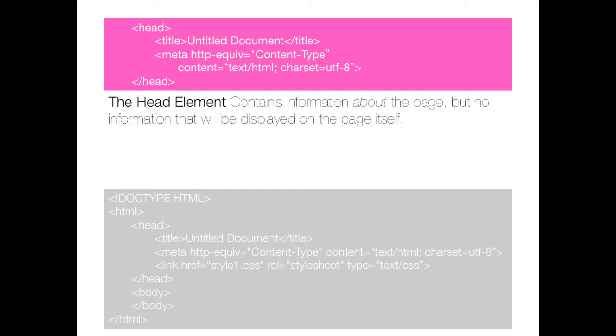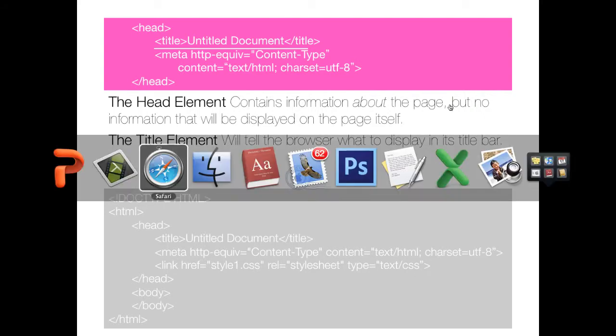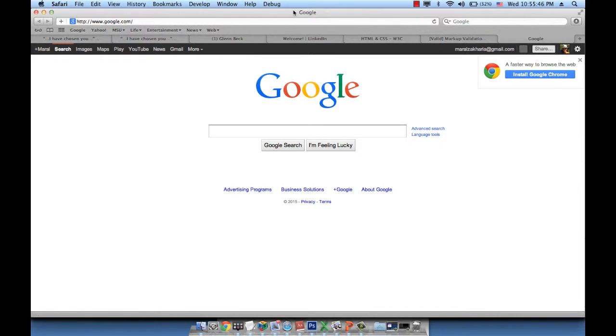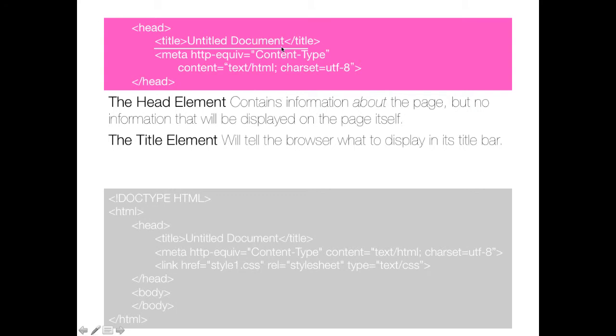So, again, about the head element, it contains information about the page, as we just said, but no information will be displayed on the page itself. The title element, which resides inside the head element, will tell the browser what to display in its title bar. Here it says untitled document until we write something. So if we check out Google, for example, this is the title bar and it says Google, definitely, because in their title element they have typed the word Google instead of untitled document.